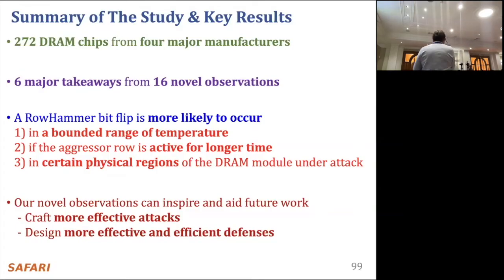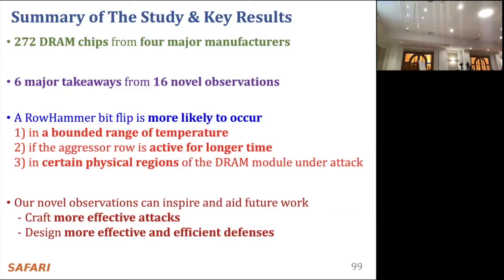Here, there's no predictability. A RowHammer bit flip happens in a bounded temperature range, and that bounded temperature range is different for different cells. So this is an effect that is really not fully understood. There are multiple effects going on. There are device-level papers that explain it, but we're not going to talk about that.